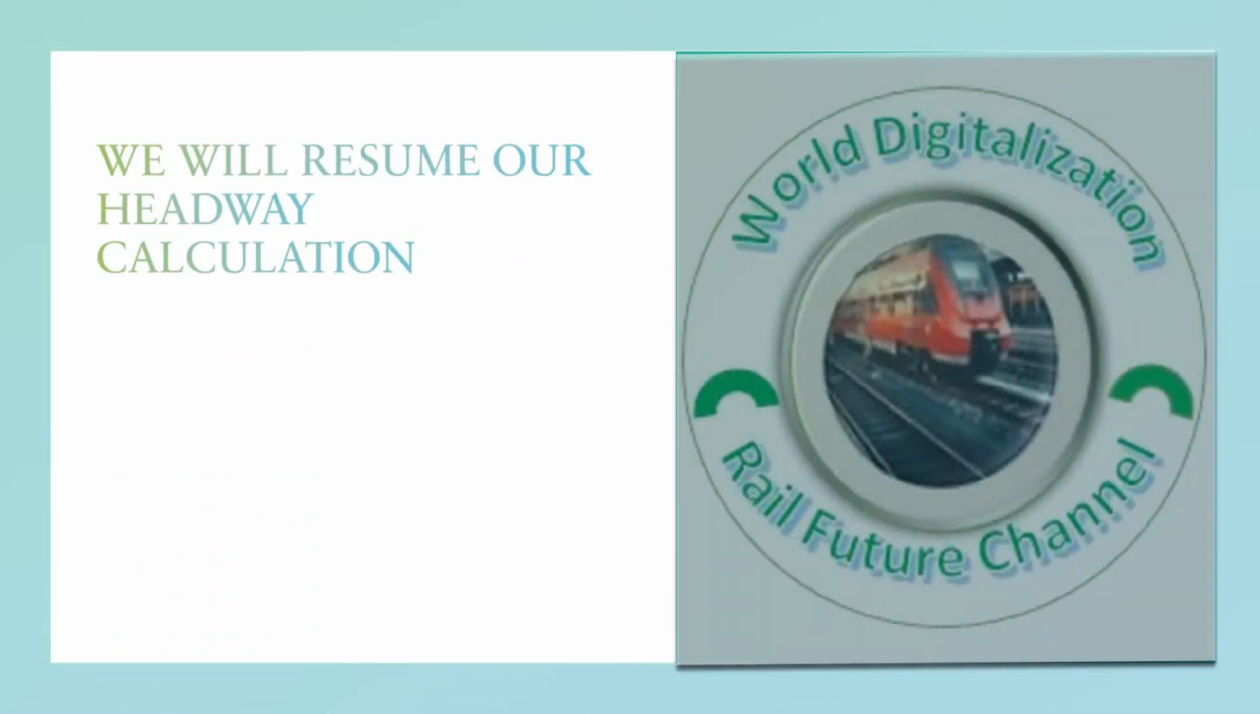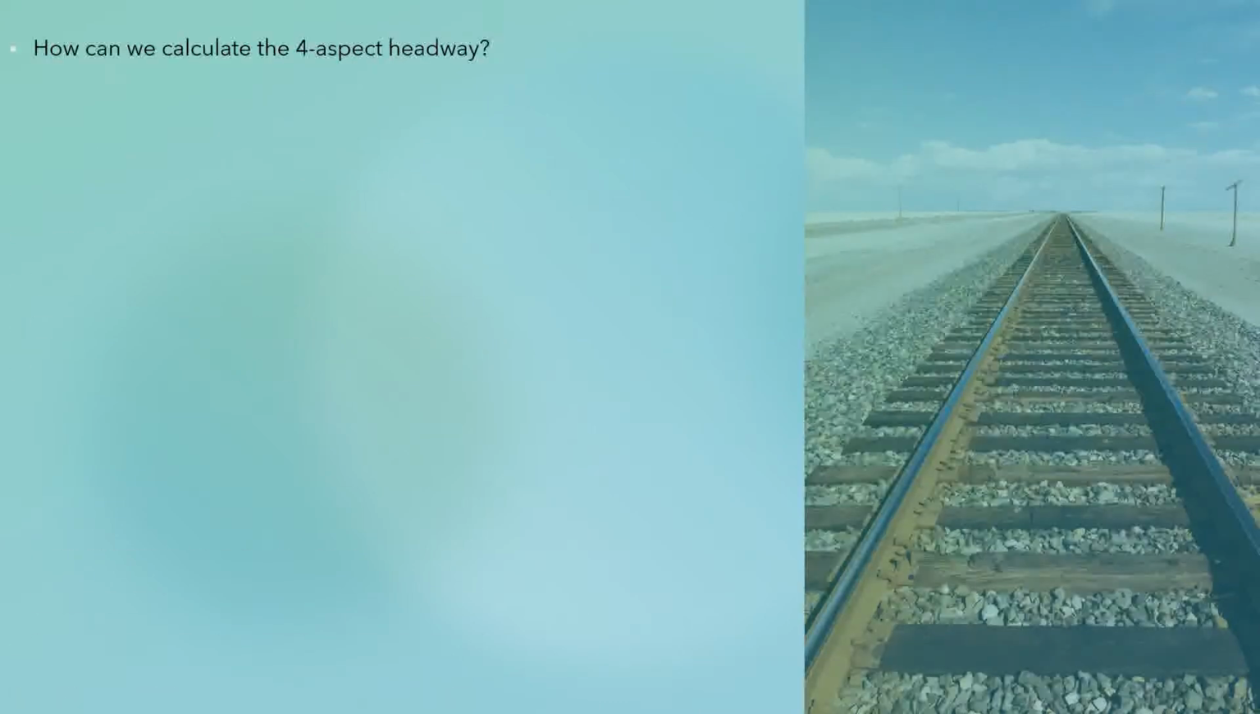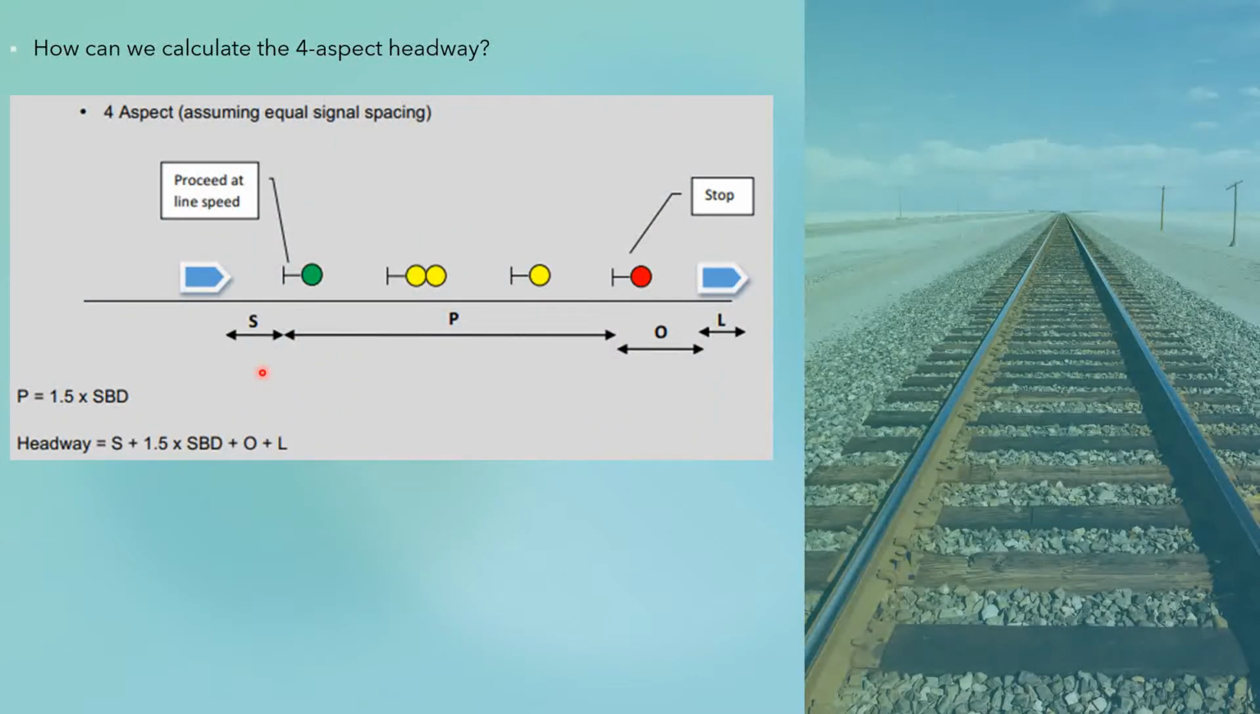We will resume our headway calculation. How can we calculate headway for a 4-aspect signal? How can we calculate the 4-aspect headway? As illustrated here in the diagram, the 4-aspect arrangement.